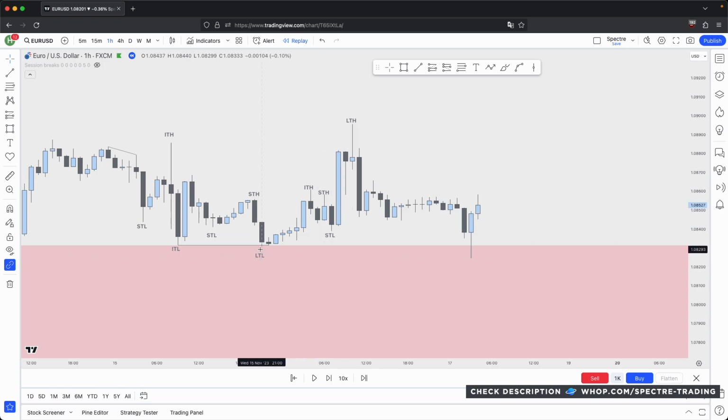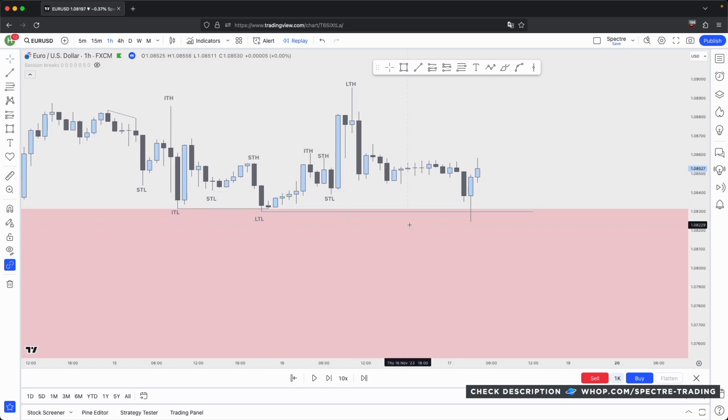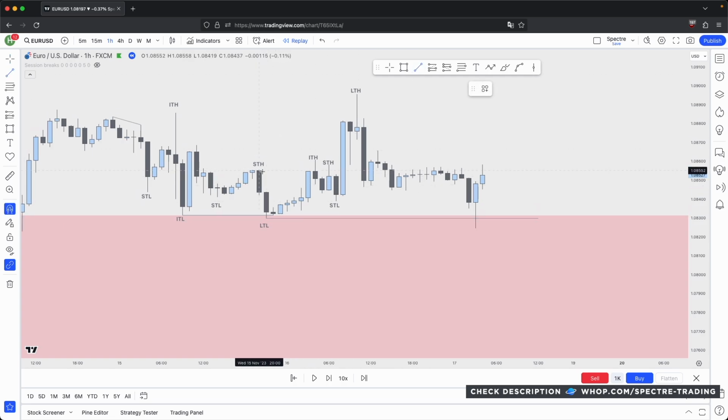Notice how it takes out this long-term low. But the thing is, it doesn't have a full body closure past this long-term low. So that makes it a low probability break, and I wouldn't determine that as my market structure break. Because remember, with this short-term high, it's the same principle. Whenever you want to see a reversal, you want to see full body closures with displacement past the swing low or the swing high to validate that reversal.